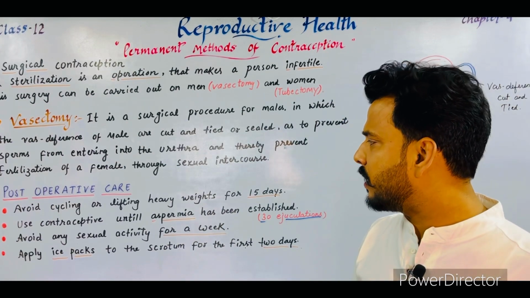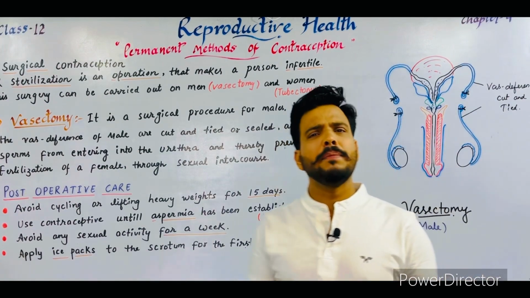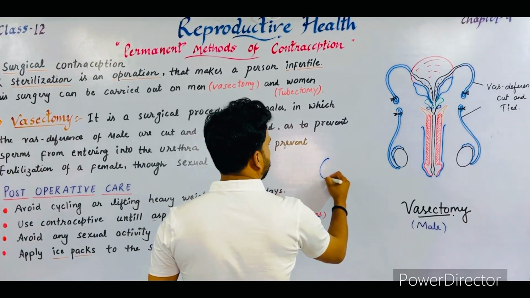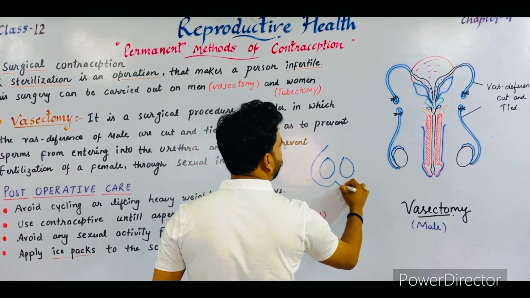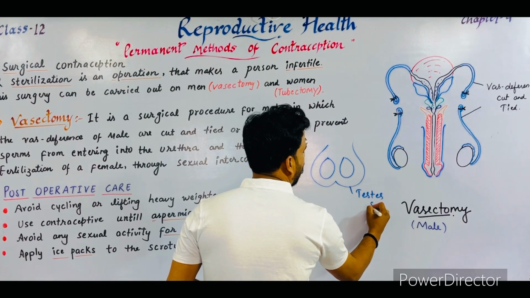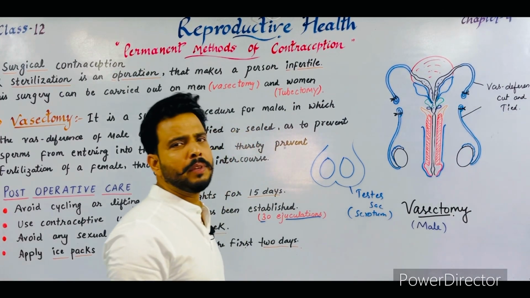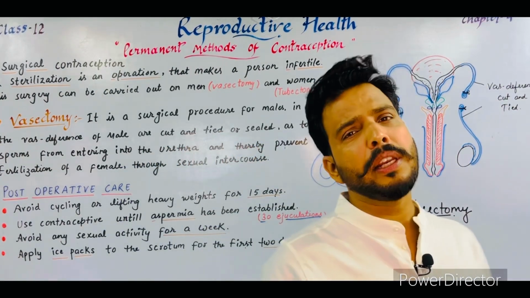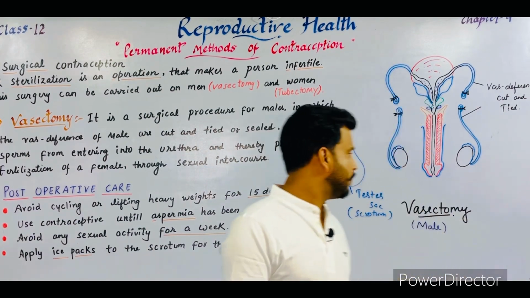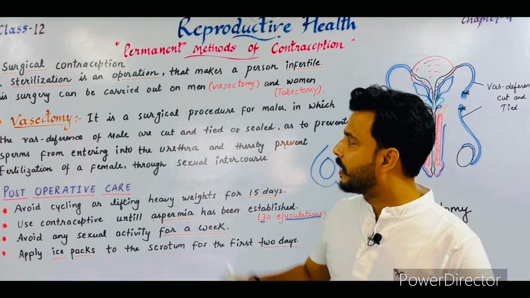And the last point is to apply an ice pack to the scrotum for the first 2 days. After the surgery, swelling may sometimes occur in the scrotum. What is the meaning of scrotum? These are the testes, and these testes are covered by a pouch-like structure which is called the testis sac, or you can say scrotum. So swelling occurs in the scrotum after surgery if you move around. So it is very important to apply an ice pack on the scrotum for at least 2 days after the surgery. That may reduce the swelling or any other problem. So that was all about the post-operative care and the vasectomy.